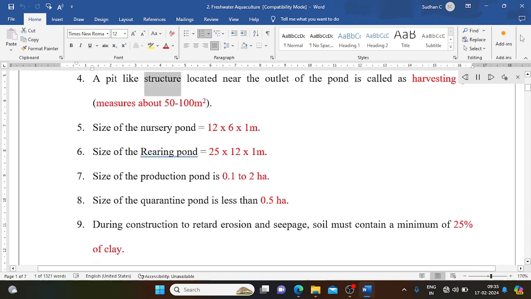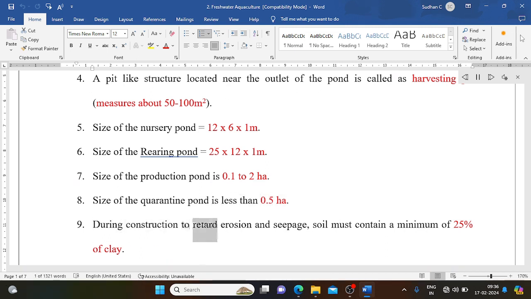A pit-like structure located near the outlet of the pond is called the harvesting pit, and measures about 50 to 100 square meters. Size of the nursery pond equals 12x6x1 m. Size of the rearing pond equals 25x12x1 m. Size of the production pond is 0.1 to 2 ha. Size of the quarantine pond is less than 0.5 ha.